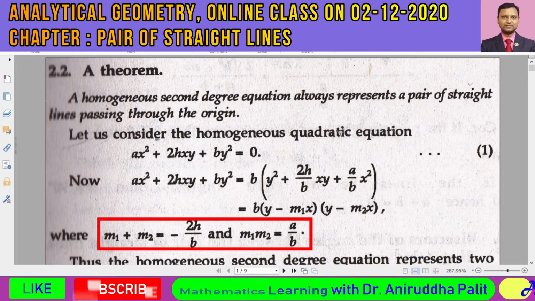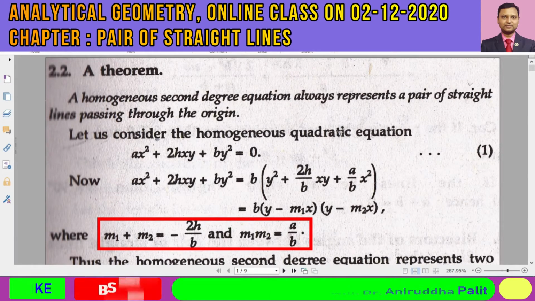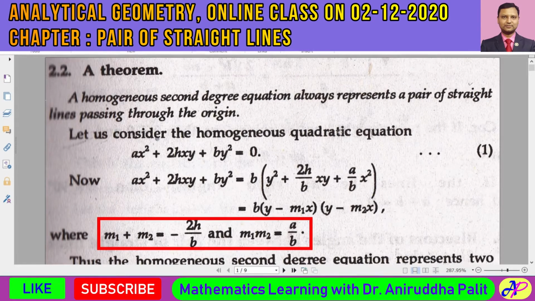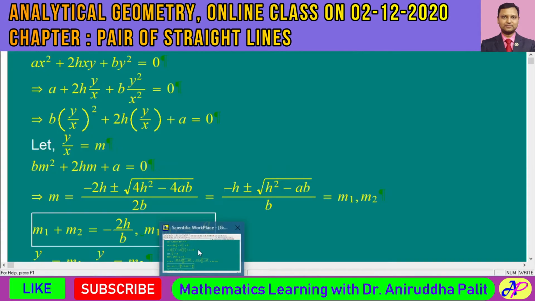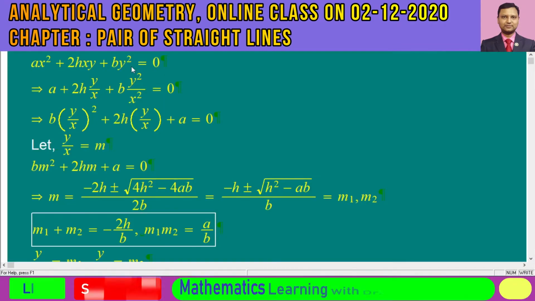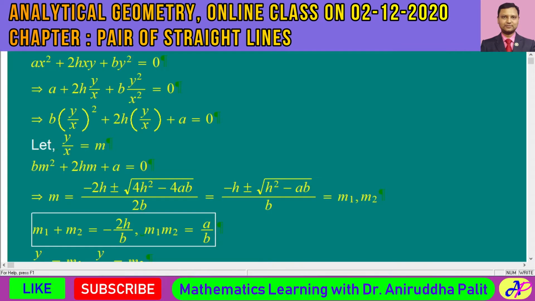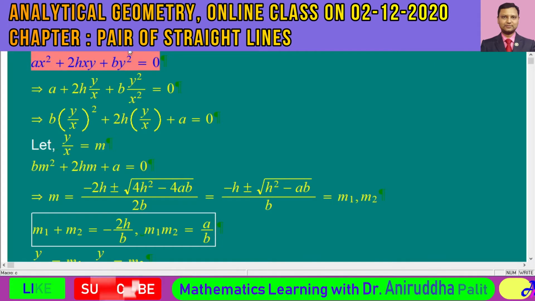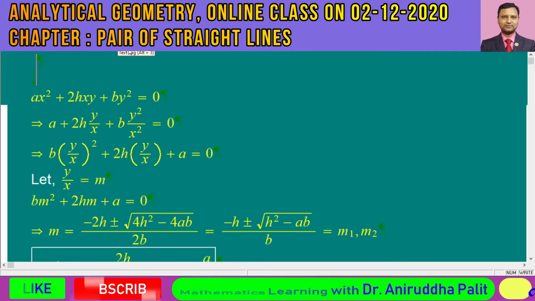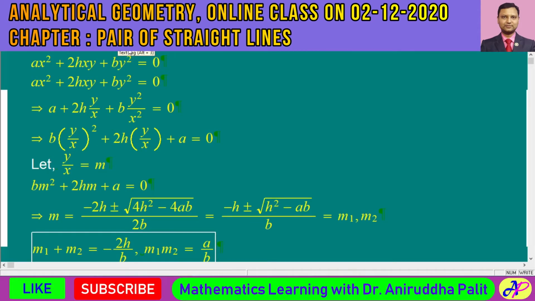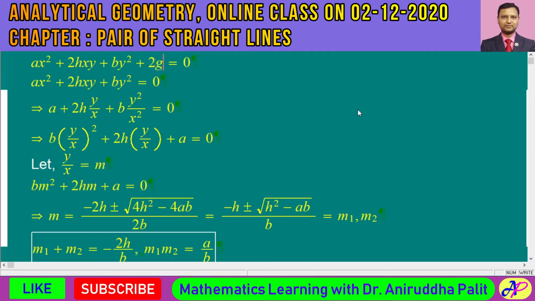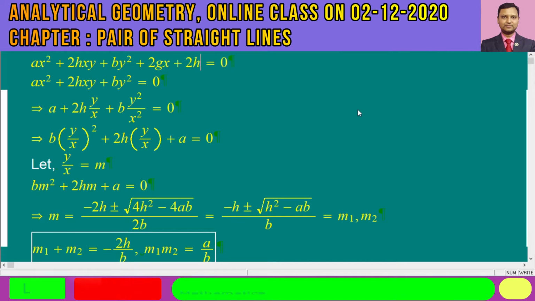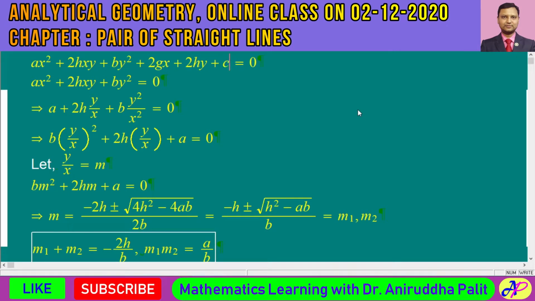straight lines. Over here, we shall ultimately consider the general equation of second degree, as I discussed in the chapter on the general equation of second degree. But what we shall discuss over here is this kind of equation: ax square plus twice hxy plus by square plus twice gx plus twice hy plus c is equal to 0.